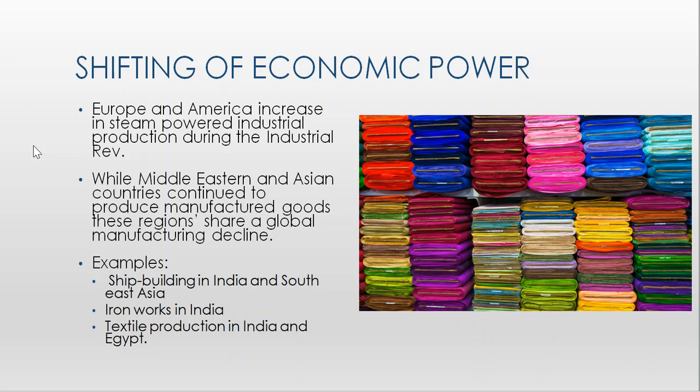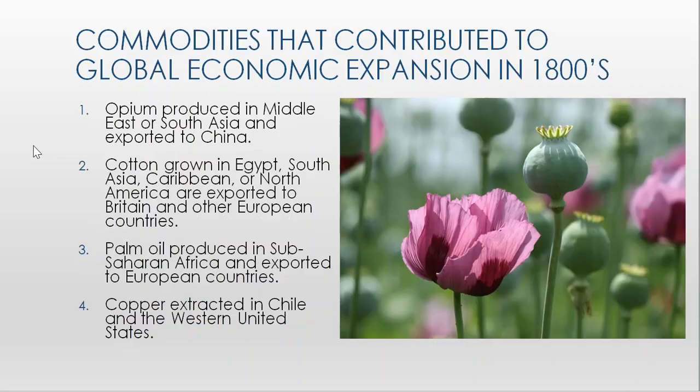Ironworks in India, it's not going to happen. Iron's going to be made much cheaper in Europe, and as a result, people are going to want the cheaper iron and the faster, easier to make iron. And then textile production in India and Egypt is also going to decline because they can now get cotton from America, and America also has factories, etc. So with technology, it just changes everything. People who used to be on top for business and trading, if you don't keep up with technology, you can get left in the dust.